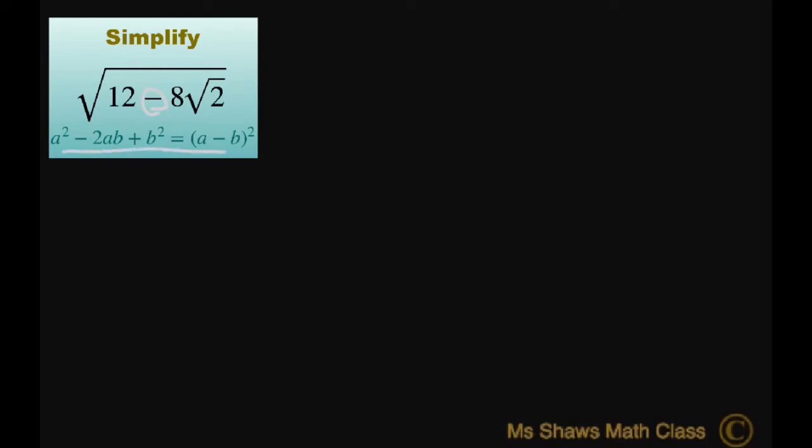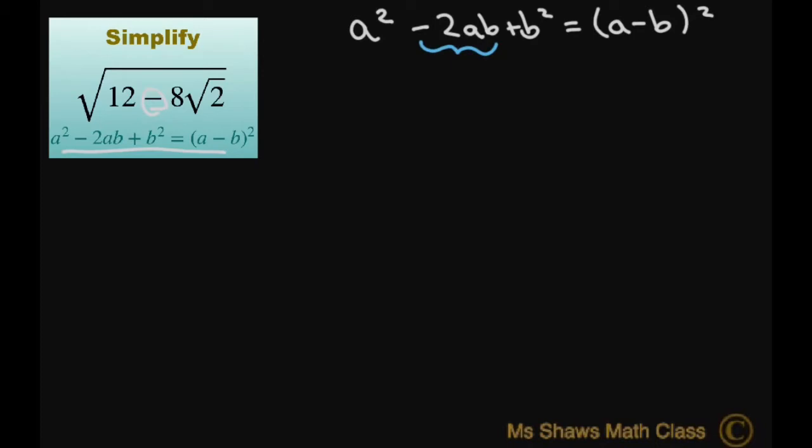So the way to do that, especially since we have a minus here, is to use this perfect square trinomial here, a squared minus 2ab plus b squared, and that equals a minus b squared. So what we want to do is look at this middle term in here and find our a and b. And so this is what we're going to look at right here.